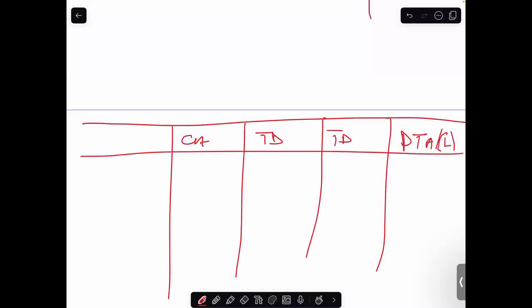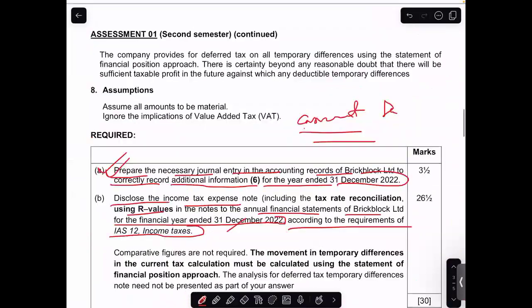Right, remember we're doing for 2022. For us to have movement in temporal difference, we have to do for 2 years. We need to calculate deferred tax for 2021 and deferred tax for 2022. So we're going to start with 2021.